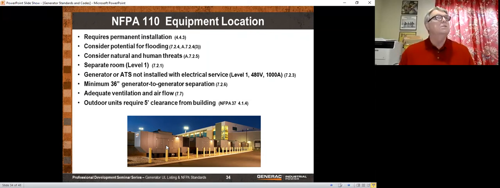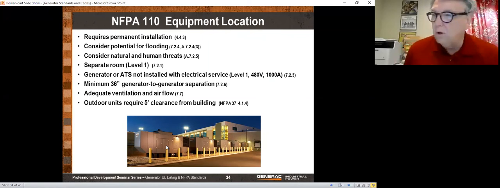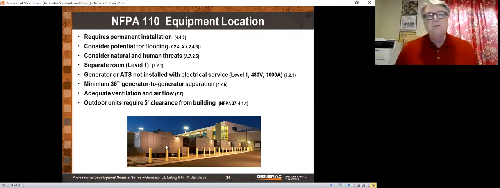What they actually say is 5-foot clearance from building openings, or what does it say? Combustible walls or building openings. So you need 5-foot clearance from combustible walls or building openings. There are times when you can locate it closer. For instance, residential generators are very commonly located closer than that. And there are various rules.